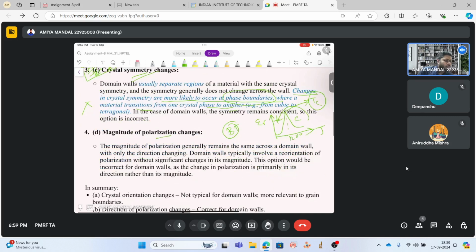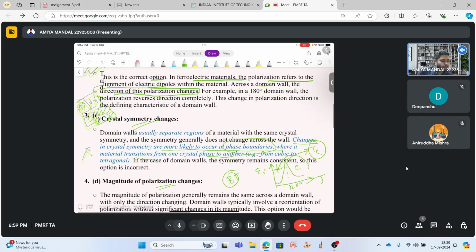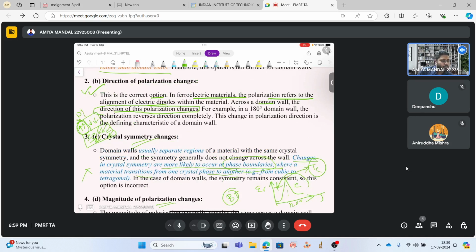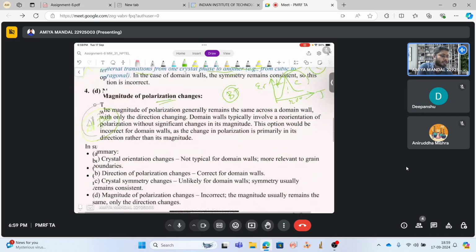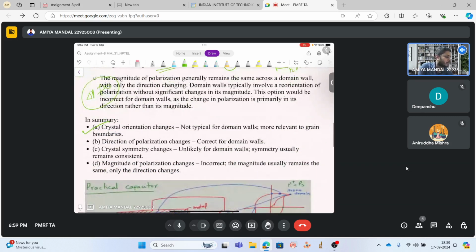And the magnitude of polarization, no, the magnitude is not changed. At this boundary, the magnitudes are the same. Here also the magnitude does not vary. It is a non-zero magnitude, but it does not change. So delta P is not equal to zero. In summary, it is mainly the grain boundary where crystal orientation changes; for a domain wall, the direction of polarization changes, while the magnitude remains constant. Only the direction changes.